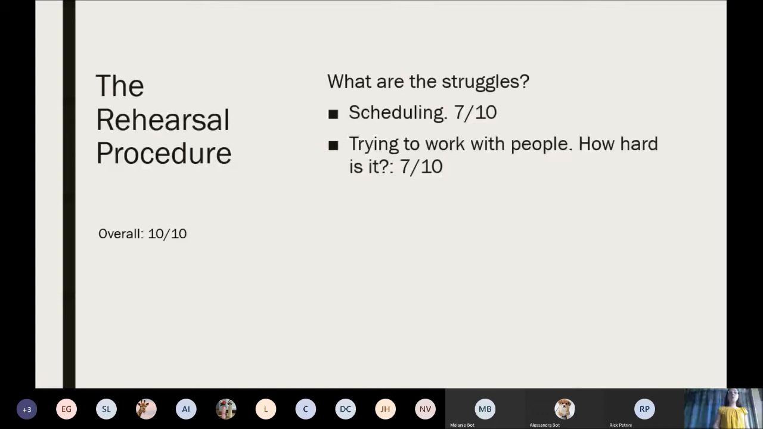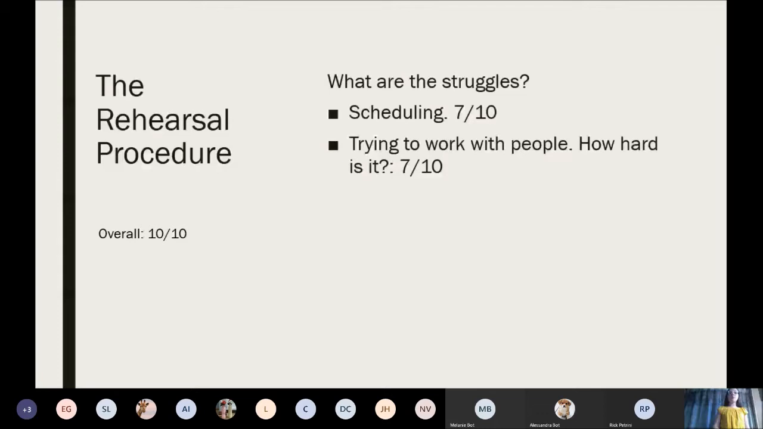And then trying to work with people, how hard that is, is a 7 out of 10 as well. If somebody is super mean and they don't want to listen to you or something like that, and you have to work with them, you just have to work with them. So the overall rehearsal procedure is a 10 out of 10.